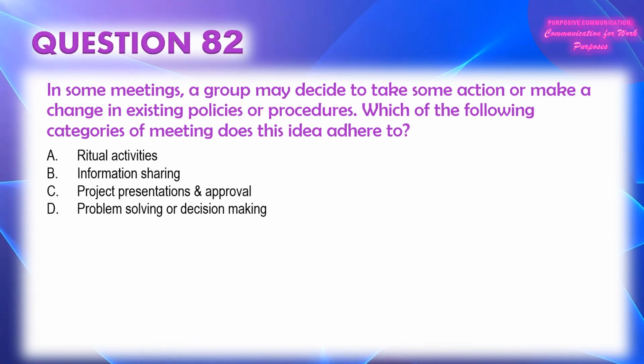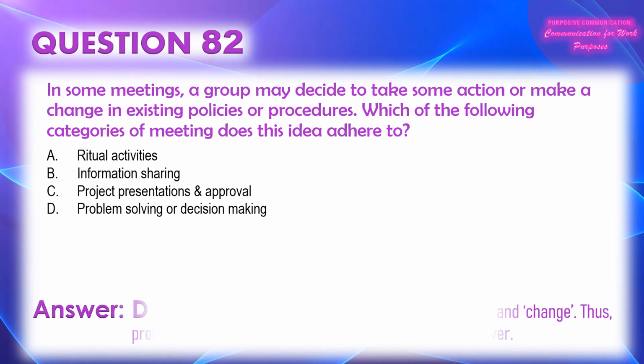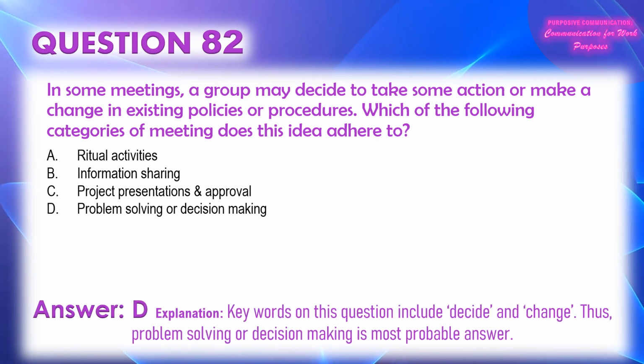Question 82. In some meetings, a group may decide to take some action or make a change in existing policies or procedures. Which of the following categories of meeting does this idea adhere to? Answer: D. Problem solving or decision making. Because of the keywords decide and change, we are given the idea that the context of the meeting is a problem solving or decision making context.